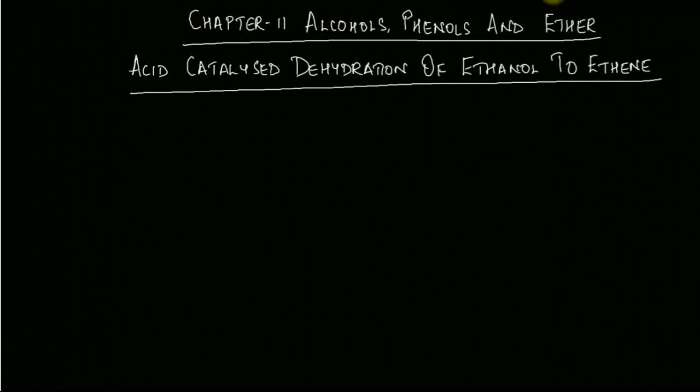So in today's class we're going to learn about one important mechanism from chapter 11, alcohols, phenols and ethers. Now this is a very important mechanism from the chapter. Since it contains three different steps, we're going to see how the mechanism is done in three different steps with electron transfers and product formation.